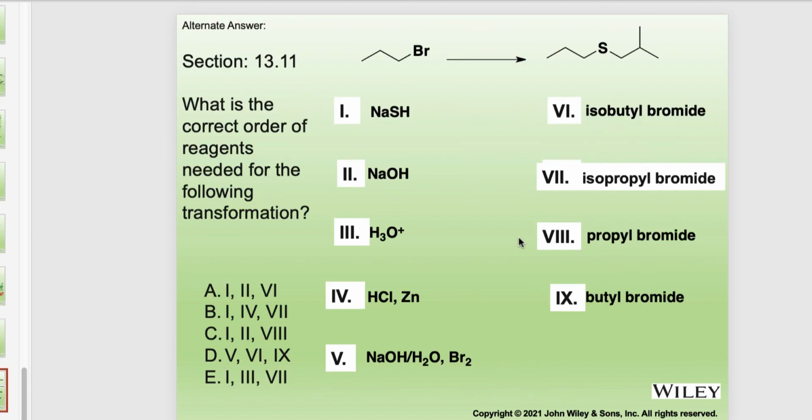All right, and here we have another one. This is very information dense. Basically, correct order of reagents. You can see it's a 3-step procedure. You should pause the video, copy these two structures, analyze what is the same, what is different, and look at the different reagents you have. So I'm going to give you a minute here.